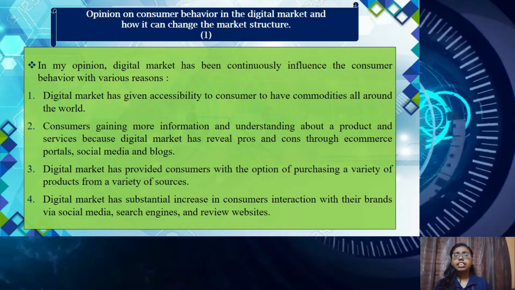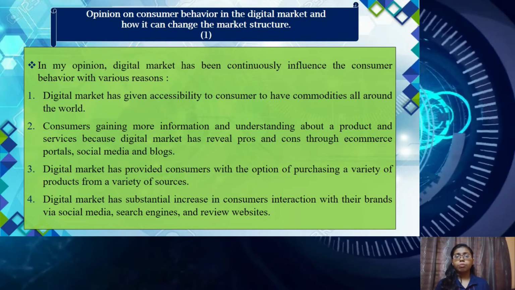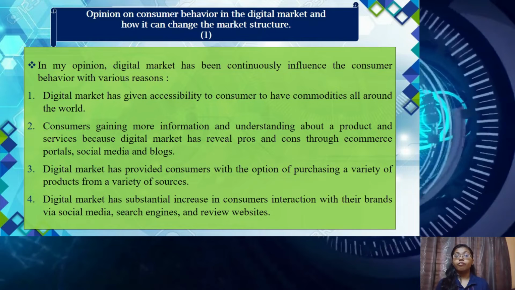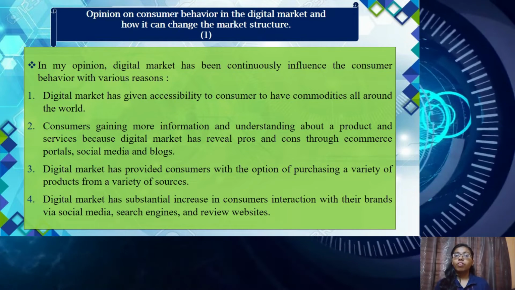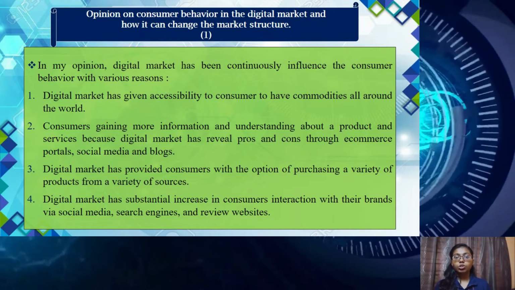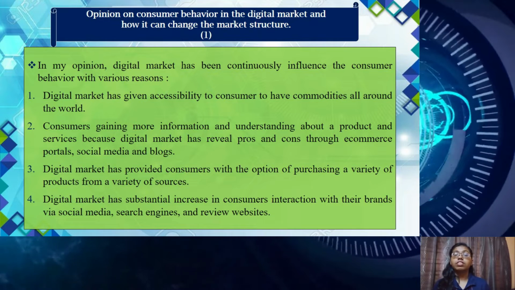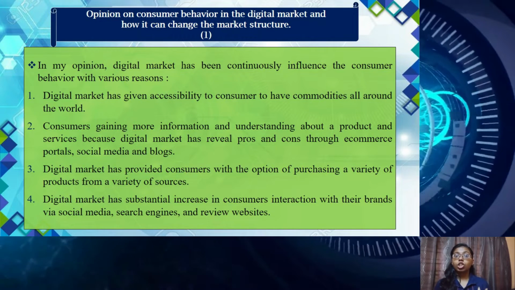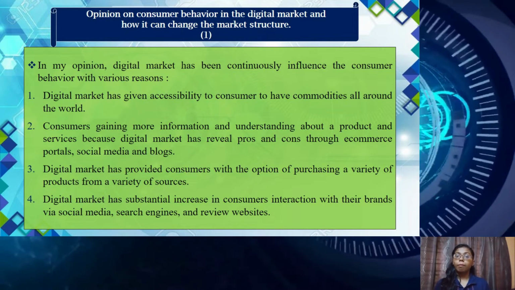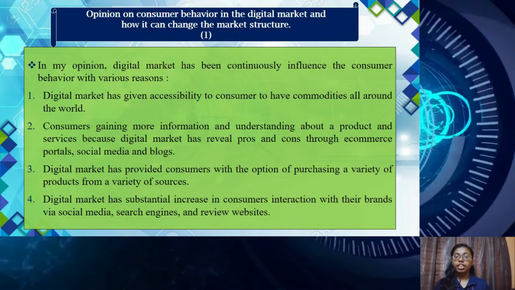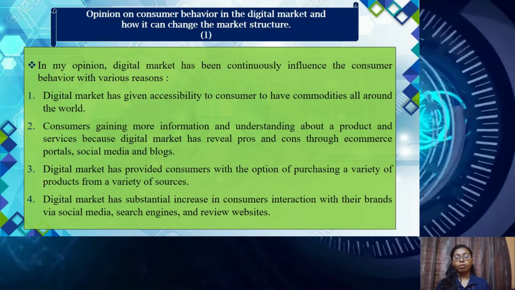Third, the digital market has provided consumers with the option of purchasing a variety of products from a variety of sources. And the last one is that the digital market has substantially increased consumer interaction with brands via social media, search engines and review websites.